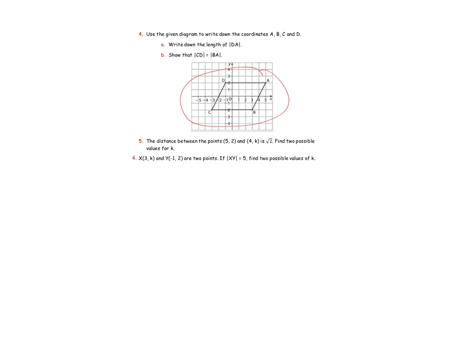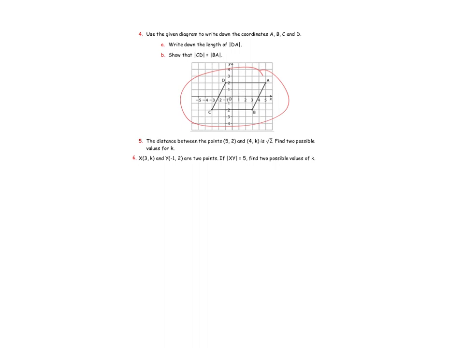Question 5 and question 6 then are exactly like example number 5. That's the one where we were looking at the distance between 2 points, and it told us what the distance was, and we had to figure out what one of the points is. So for example, in 5 it says the distance between the point 5, 2 and 4, k is root 2, and it's asking us to find 2 values for k. So you should be perfectly fine with doing that now that I've gone through that example.